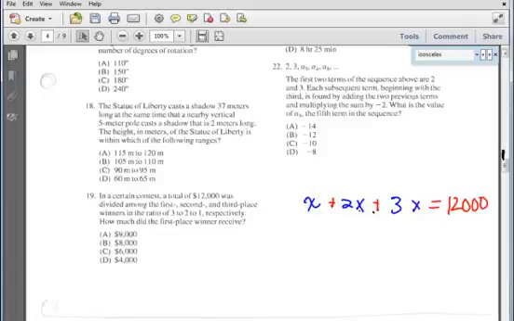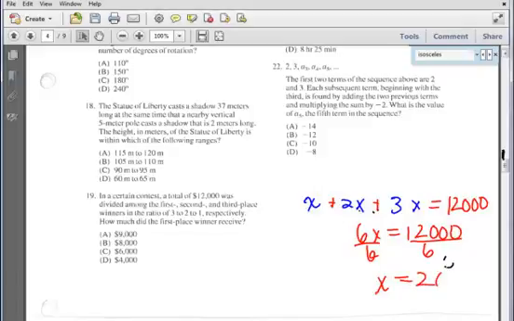Now that's the way my mind works. I don't know if that works for you guys either. But when I think of ratios, I think of twice as much, 3 times as much. Well, this is just a simple algebraic statement. X plus 2x plus 3x is going to be 6x equals 12,000. And then if you divide both sides by 6, you get 2,000, right?